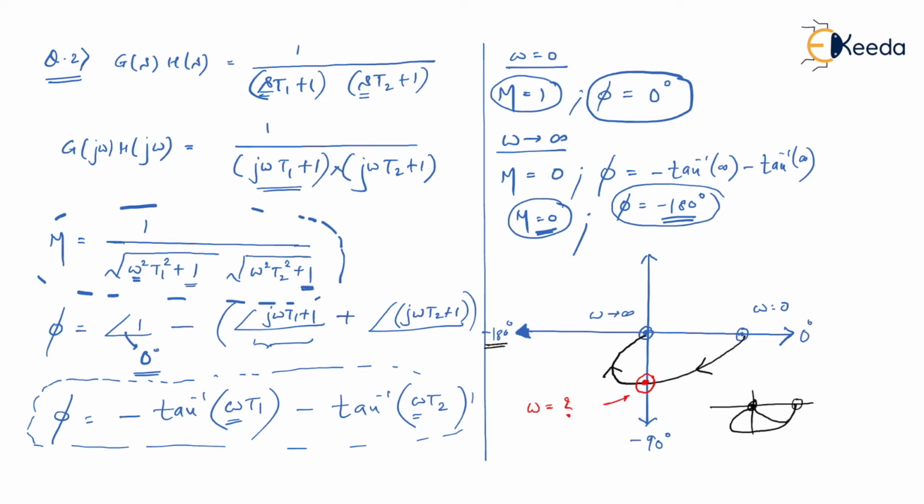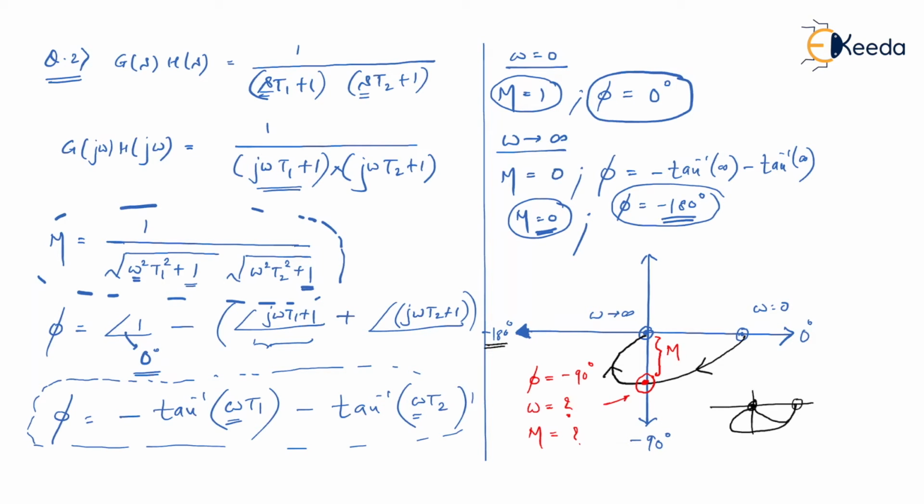Because what I know about this point is the phase angle. How much is the phase angle? Minus 90 degree. What I don't know about this point is the value of omega. Also, what is the length from the origin? The length from the origin is the magnitude itself. So what I don't know is two things over here. I don't know what is the magnitude. I don't know what is the operating frequency.